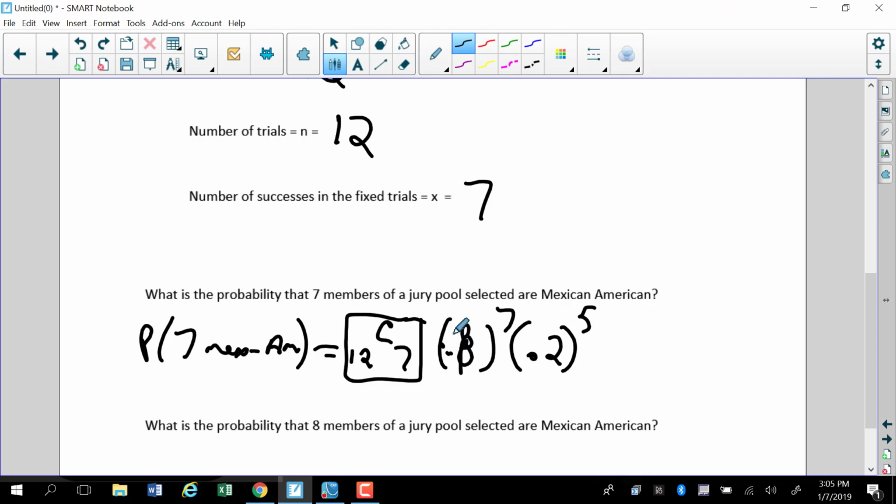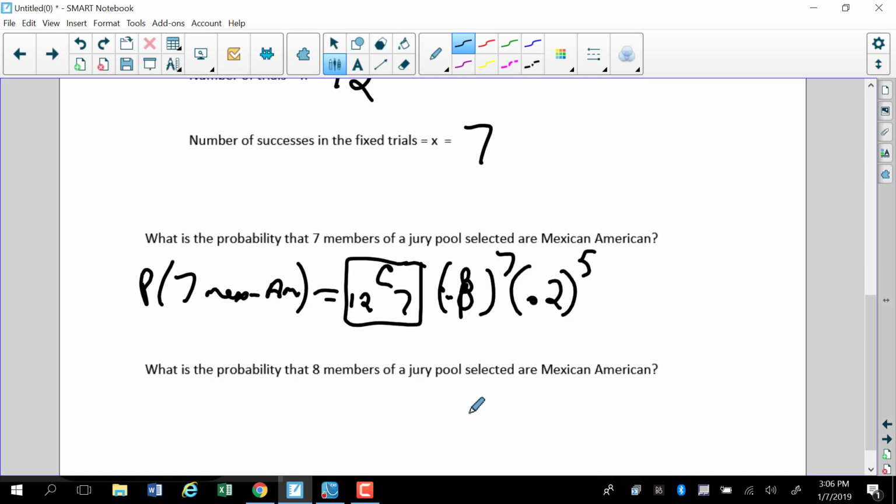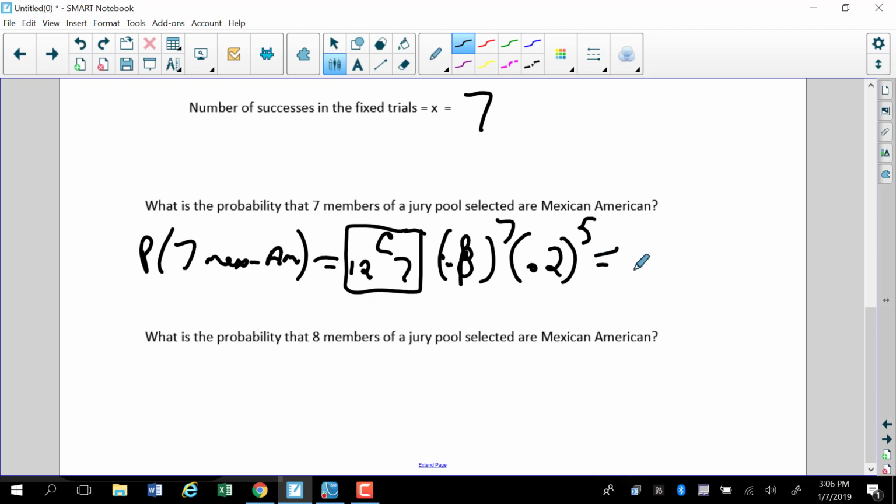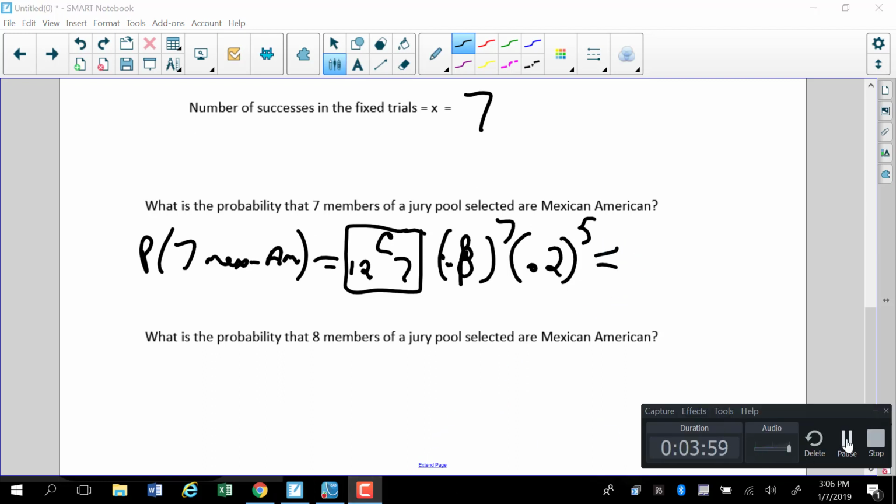The 0.8 is the success, so this is the Mexican Americans, and that's always going to go with the number 7 in this case, which is we want 7 Mexican Americans in the jury pool, and the 5 that are not. And that's really the way you want to read this: 5 non-Mexican Americans and 7 Mexican Americans on the jury pool. You can calculate this out, and I will set this up here on the calculator.